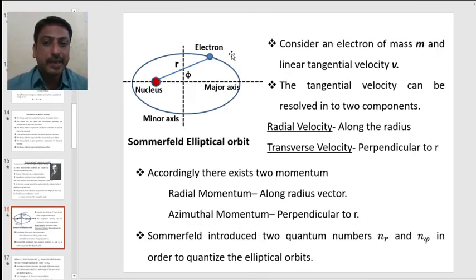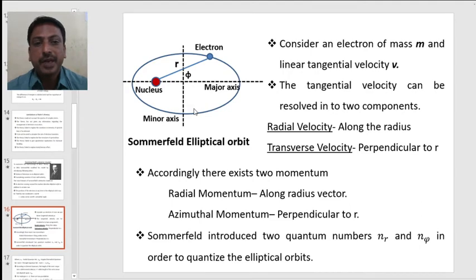Now let us consider, according to this picture, here we have considered an electron which is the blue dot, and the red dot indicates the nucleus, and the horizontal line indicates the major axis, and the vertical line indicates the minor axis of an ellipse. So here we are considering an electron of mass m moving with a linear tangential velocity v.